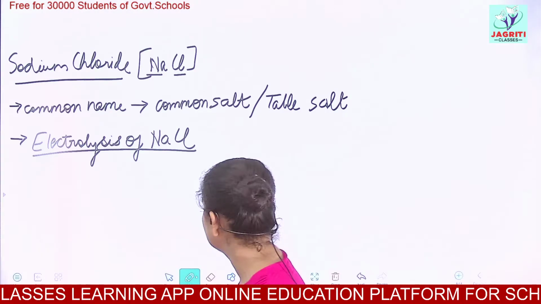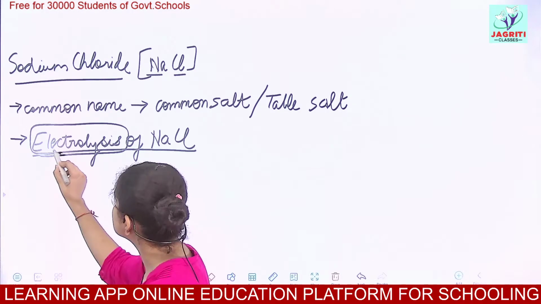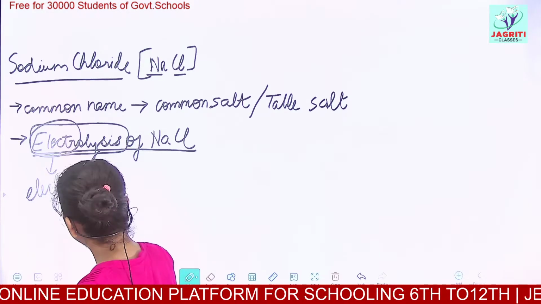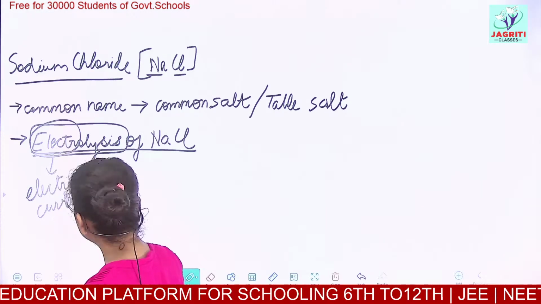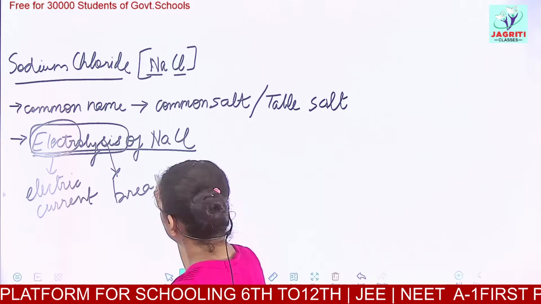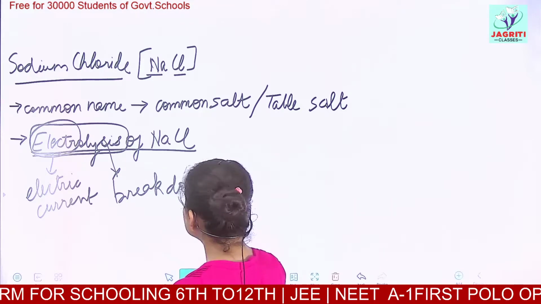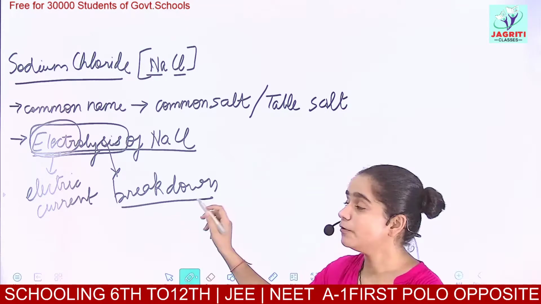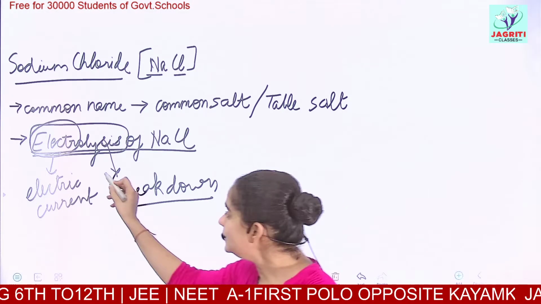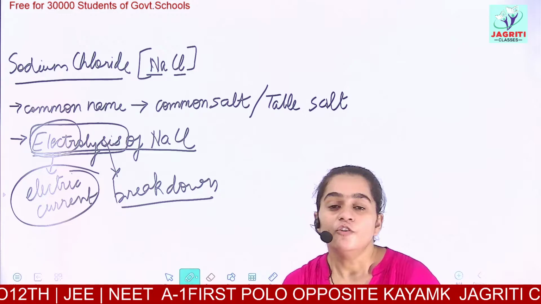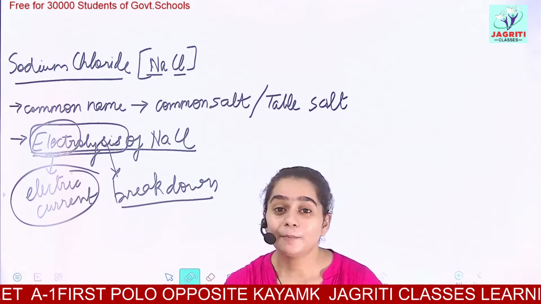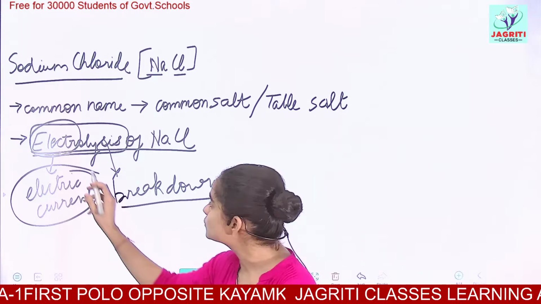So here, in the word electrolysis, electro means in the presence of electric current, and lysis means breakdown. So electrolysis means breaking off of a component into its constituent particles in the presence of electric current. Whenever you pass electricity through your given compound, it breaks to form different particles. This is what electrolysis means.